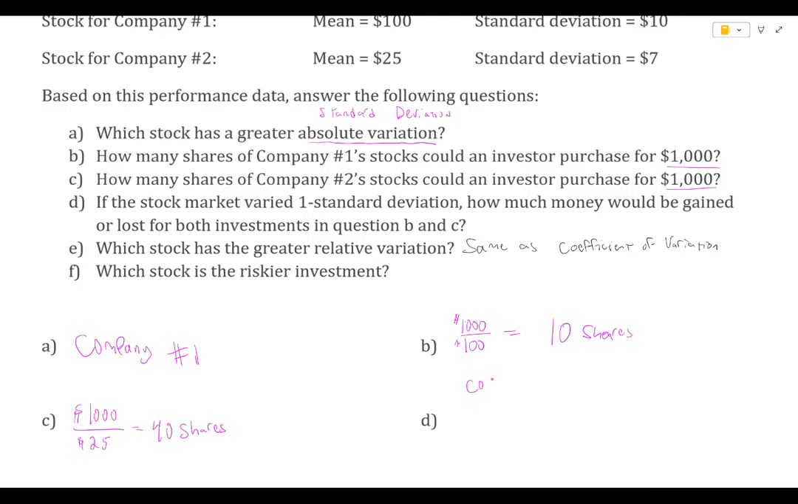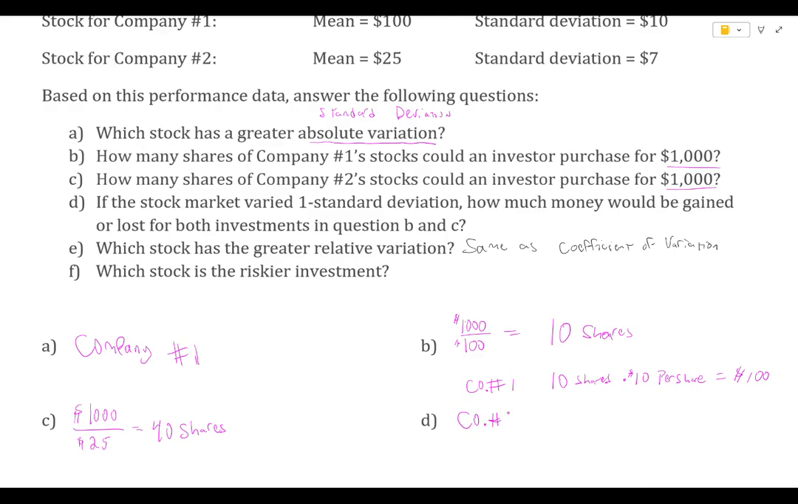For company number 1, with 10 shares that change by $10, because that's the standard deviation per share, that would be a $100 difference. So if the stock market went up 1 standard deviation, the investor would make $100 on their investment. If the stock market went down, the investor would lose $100 on their investment.